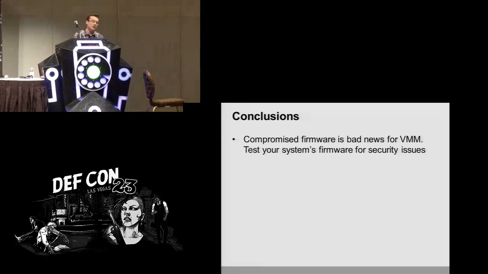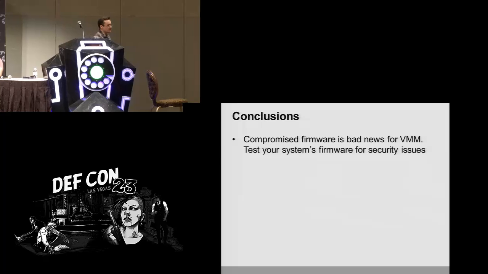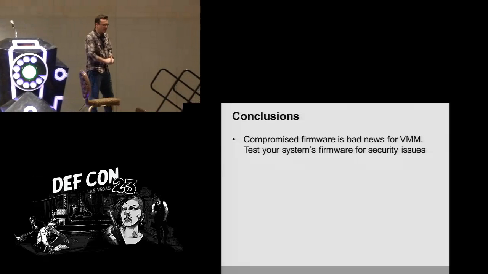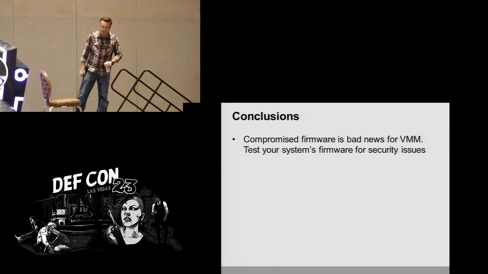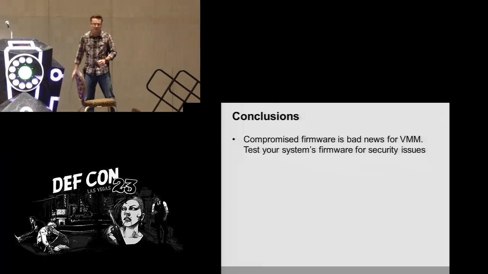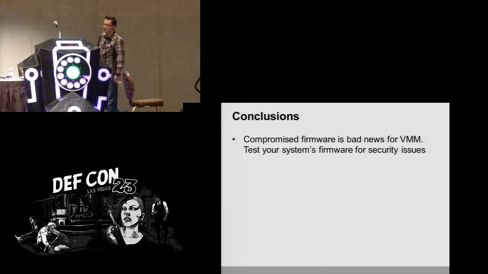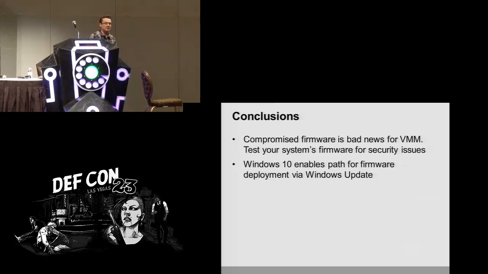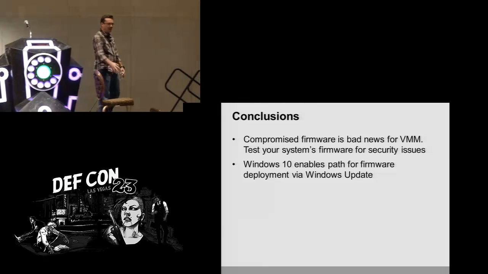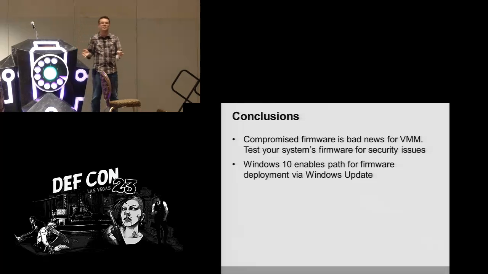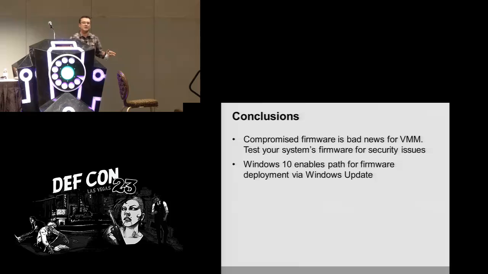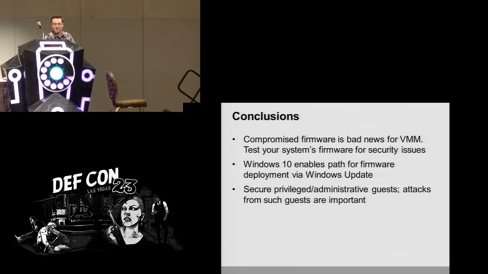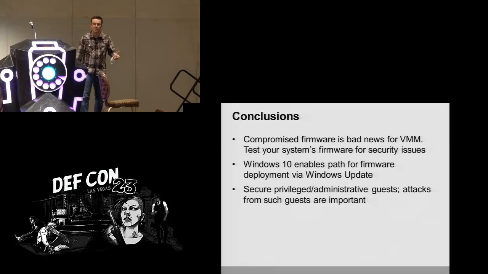So, the conclusions, because we have a couple of minutes. First, compromised firmware is definitely bad news for the VMM. And in that lion and kitty picture, we now know that the lion is the firmware rootkit. It's not the hypervisor. So the firmware needs to be tested for issues. With Windows 10, there is a path to a direct update of the firmware through Windows Update, which should streamline updates of the firmware with fixes for vulnerabilities, and with new vulnerabilities as well, of course.